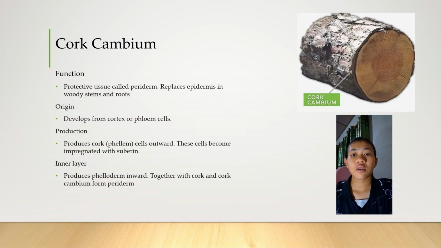Next is cork cambium. Cork cambium is an outer lateral meristem that replaces the epidermis in woody plants. It usually develops from cortex or phloem cells as the stem increases in thickness. The function of cork cambium is to produce cork cells outward and phloem inward. Cork cells contain suberin, which makes them waterproof and protective. This tissue forms the periderm or bark.